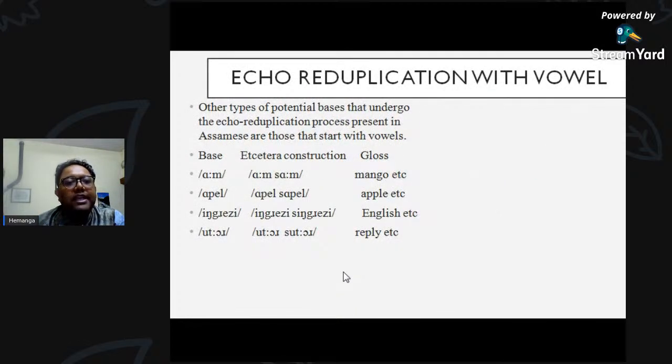So if it begins with a vowel, what will happen? If the base begins with a vowel, the base is the etc. construction, then again it also satisfies. It becomes apel, sapel, ingrazi, singrazi, uttar, suttar in this word.